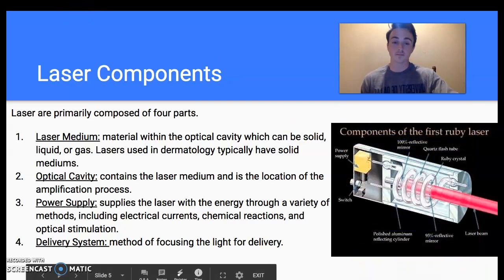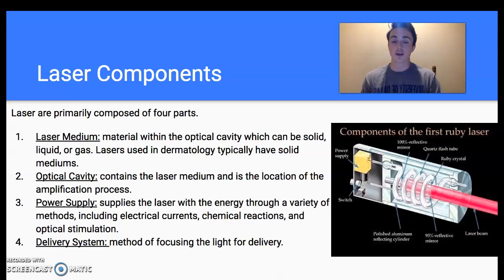It'll have its laser medium, so that's material in the optical cavity, which can be solid, liquid, or gas. In dermatology, lasers will usually have a solid medium. The optical cavity itself will contain the laser medium and is the location of the amplification process. And the power supply will supply the laser with energy through a variety of methods, including electrical currents, chemical reactions, and optical stimulation. And the delivery system is how the light is focused for delivery.